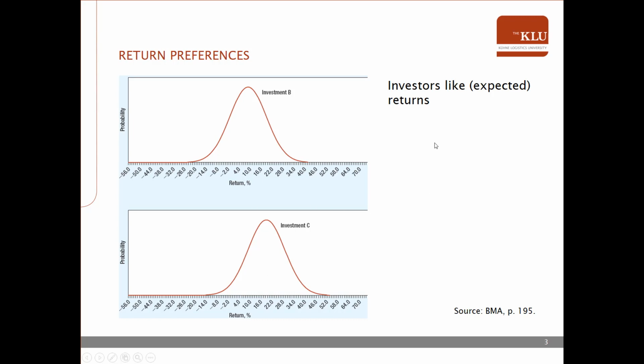And of course, we assume that investors like return, whether these are already achieved returns in the past or whether investors think about the future and these are the distributions of their expected returns. In that case, investors of course would prefer investment C because it offers a higher expected return at the same risk.